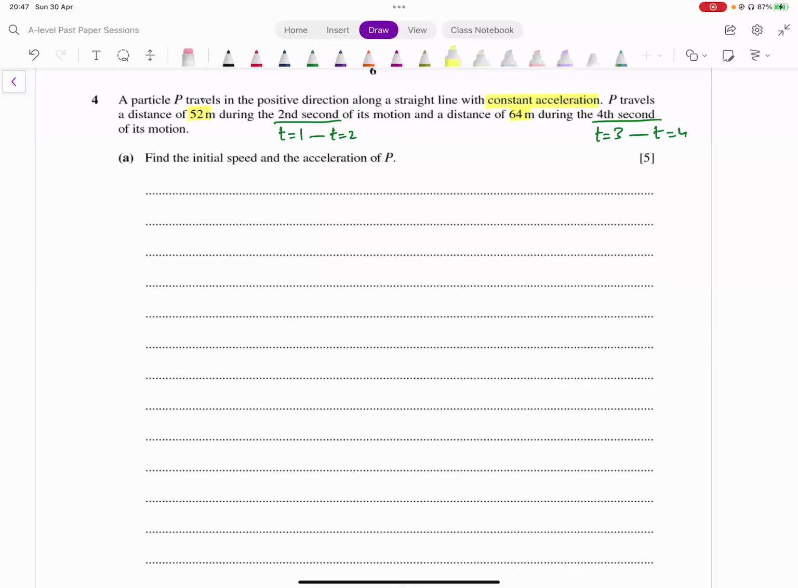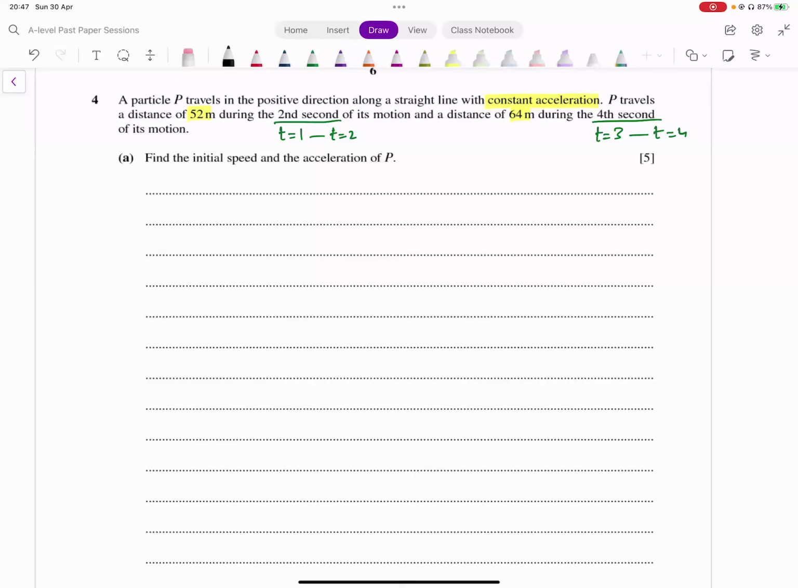Acceleration is constant, so you have to keep that in mind. And now we need to find the initial speed and the acceleration of P. Initial speed का मतलब है जब time 0 है तब speed क्या है वो figure out करनी है, और हमें acceleration figure out करनी है.